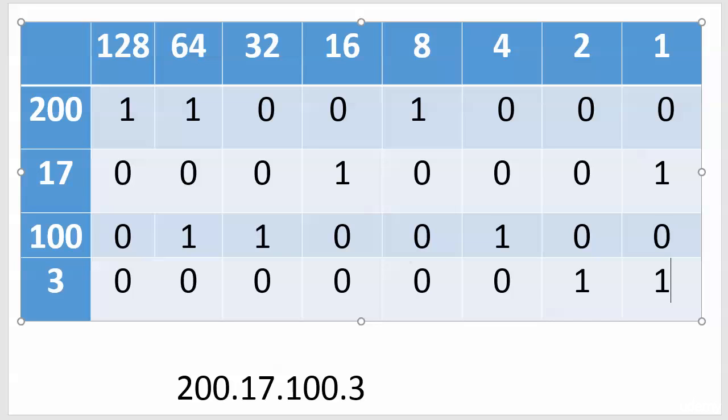So with 200, 128 plus 64, that's 192. You add 8, and then you have 200. 17, easy enough. We have the bits 16 and 1 set to 1. So that's 17. 100. We have 64 and 32 set, that's 96, add 4 on top of it, that's 100, and 3, easy enough, 2 plus 1 is 3, and that is it.